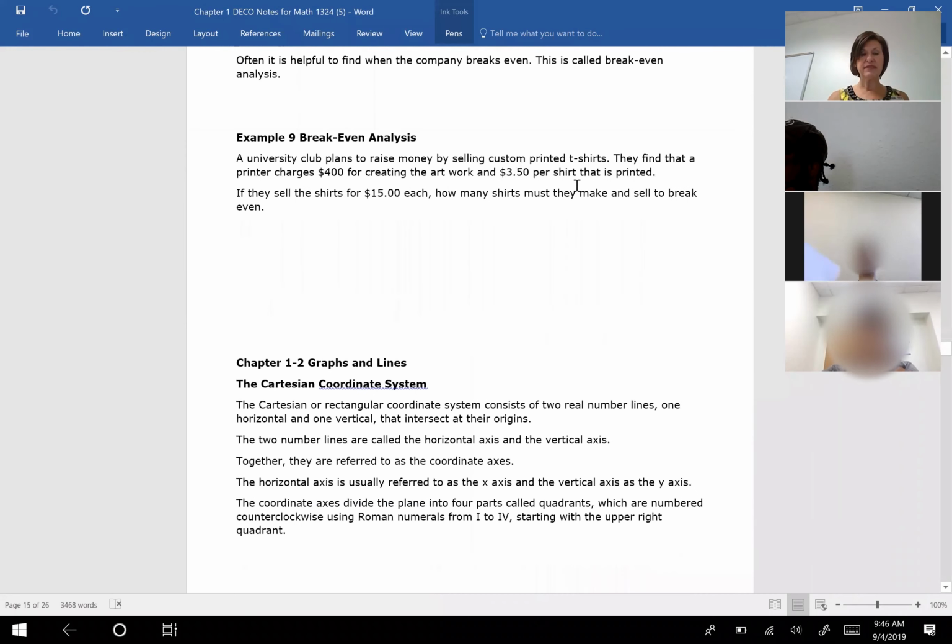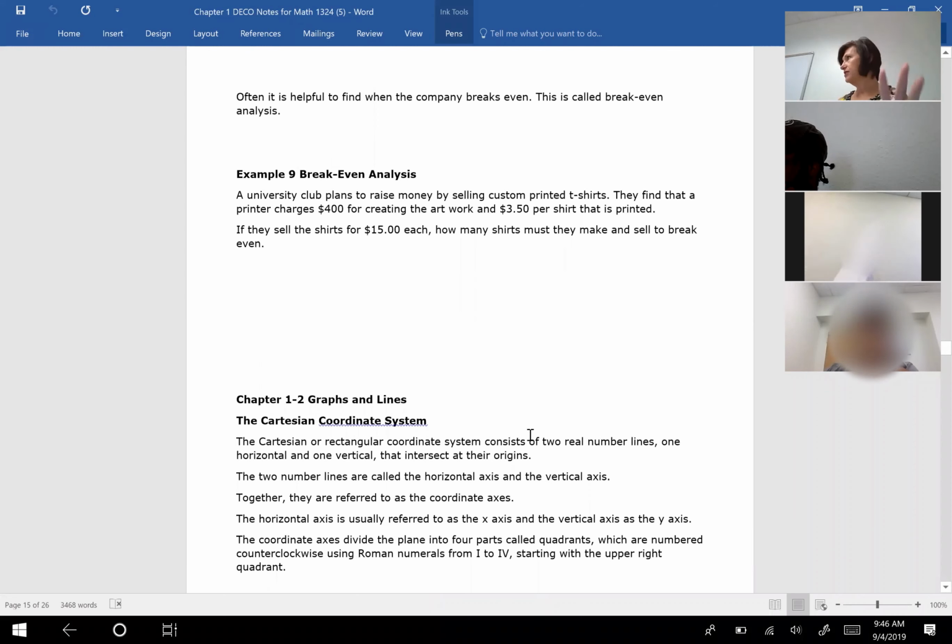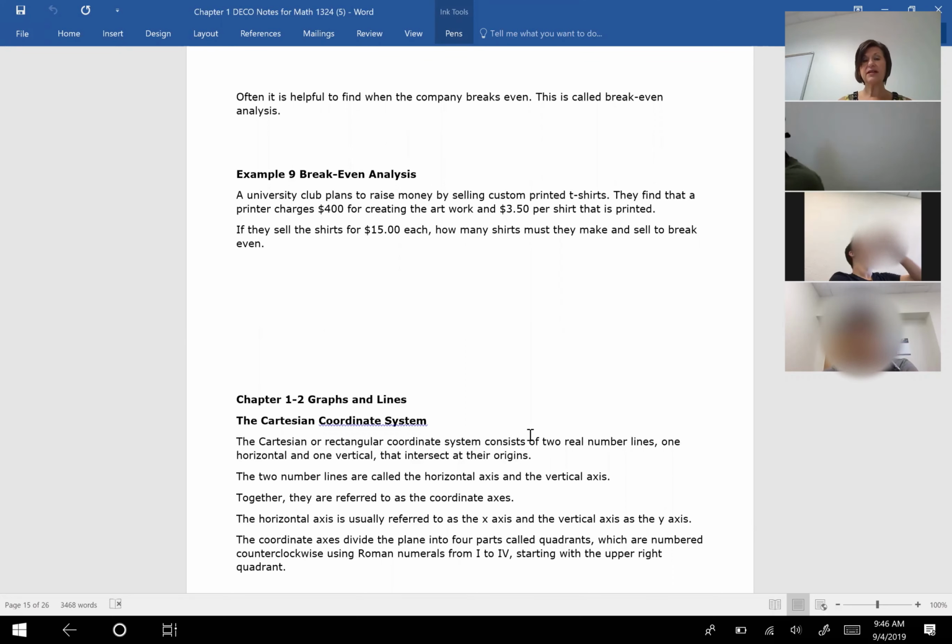This will be the last example, and then we'll be through with this packet for a little bit. A university club plans to raise money by selling custom printed t-shirts. They find that it charges $400 to create the artwork, and then $3.50 per shirt that is printed. If they sell the shirts for $15 each, how many shirts would they have to make and sell in order to break even? All right, so that would be important to know.